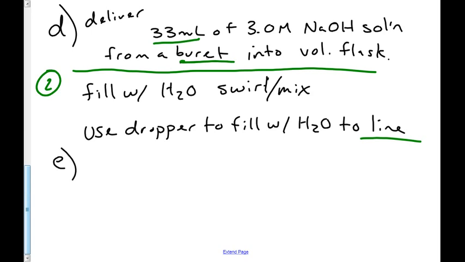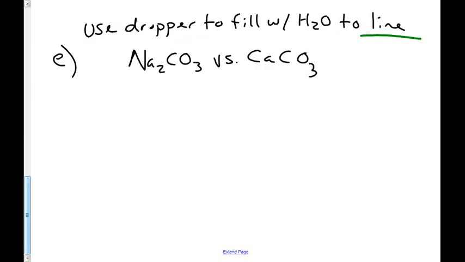Last one: describe a simple laboratory test that you could use to distinguish between Na2CO3 and CaCO3. In your description, specify how the results of the test would enable you to determine which compound was which. If I translate that, basically, is there a test you could do to see which one was which? Based on the results, why do you know which one is which?